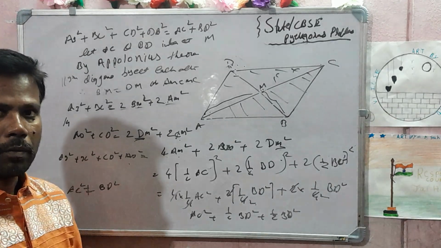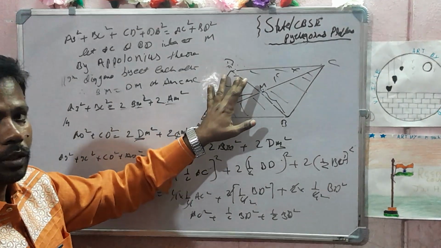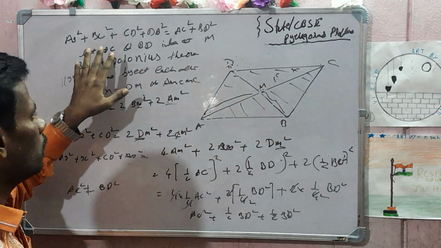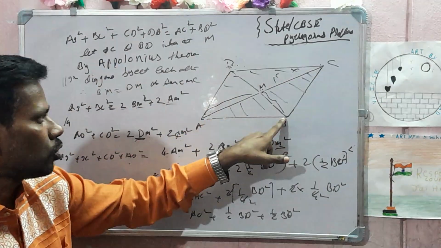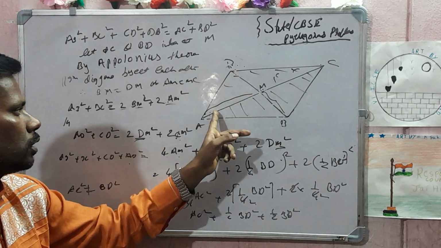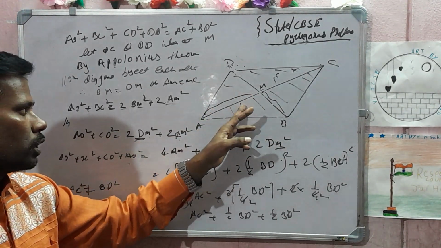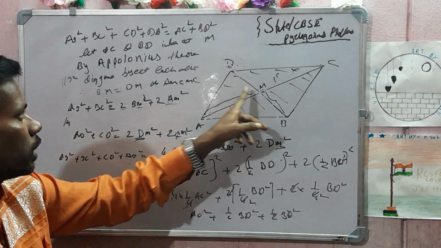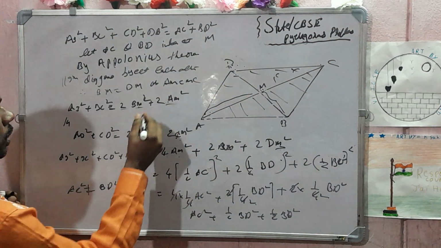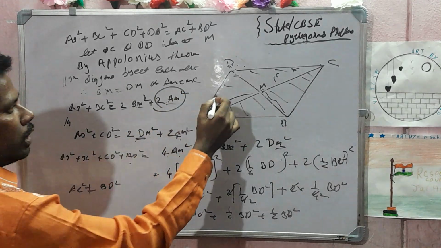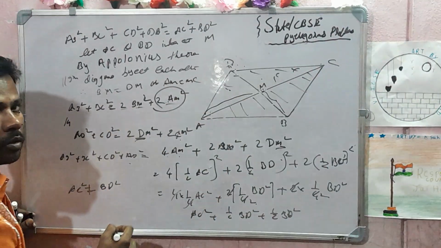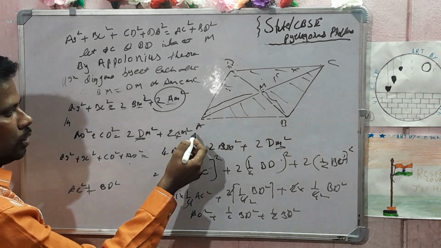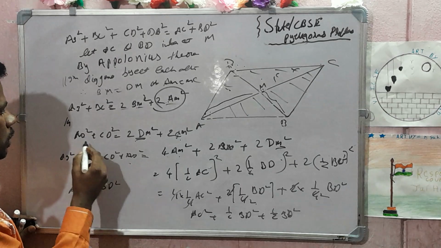So very simple. I applied Apollonius theorem for this triangle and for this triangle. So AB square plus BC square is equal to twice BM square plus twice the square of half the third side, so 2 times AM square, like this. Next, similarly we are considering this triangle. The state syllabus, I think they have removed the Apollonius theorem from your syllabus, so it may be there for CBSE.